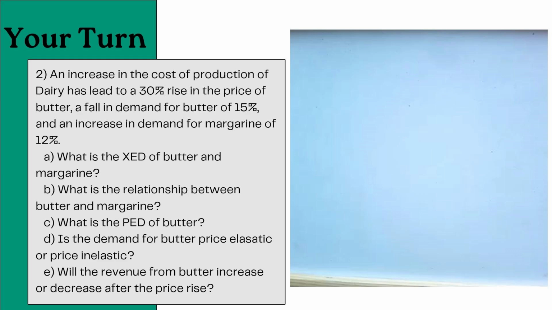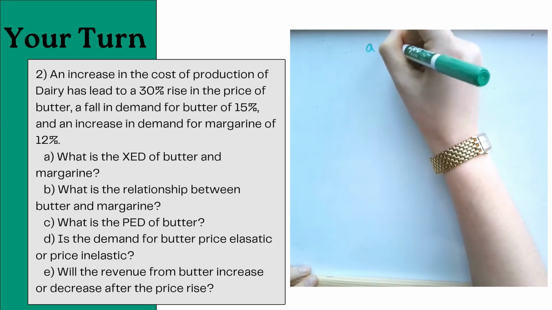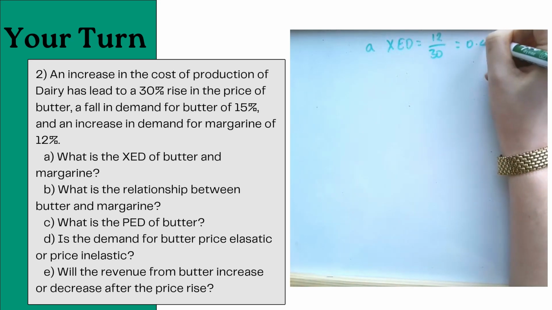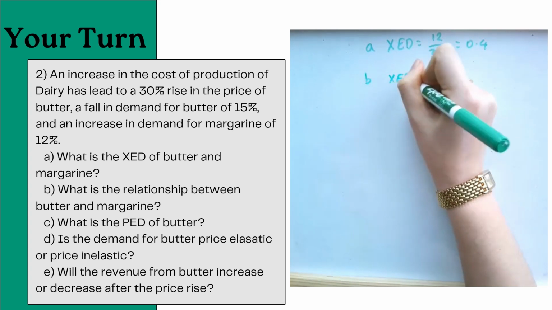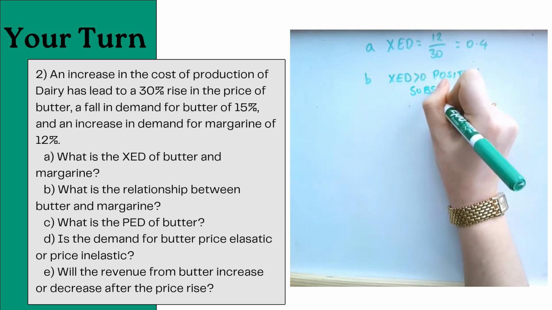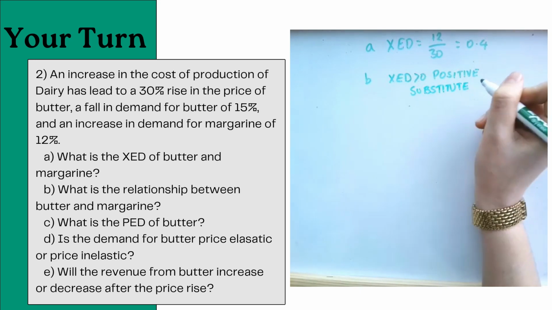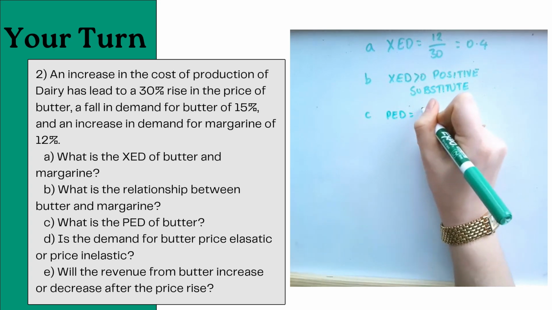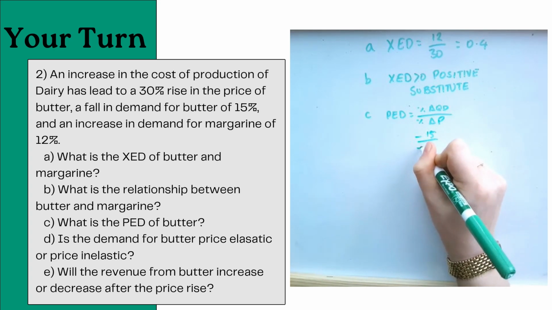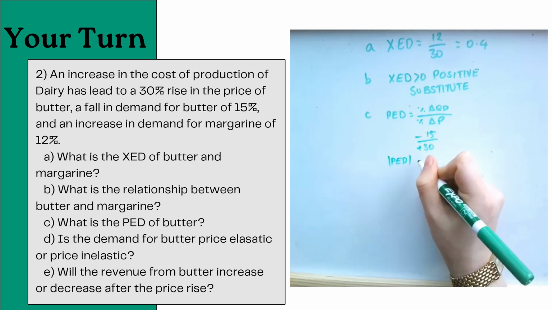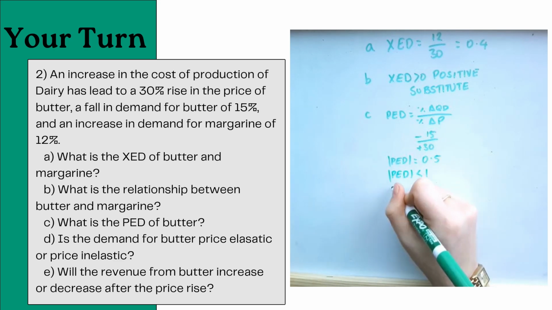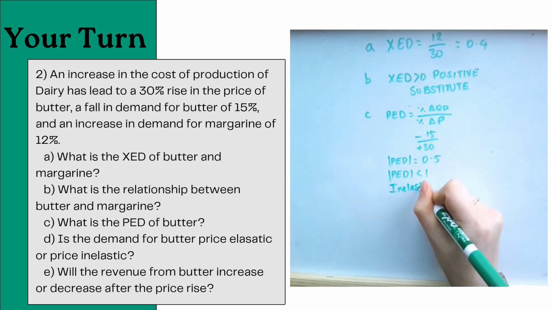Pause and have a go yourself. So XED is going to be 12 divided by 30, which gives us an answer of 0.4, and this time they wanted an actual value. The XED is greater than 0, which means it's positive, and therefore the goods are substitutes. Part C: PED is the percentage change in quantity demanded divided by the percentage change in price. Quantity fell by 15% and price rose by 30%, and so PED in its absolute value form is 0.5, which is less than 1, and therefore it is an inelastic good.